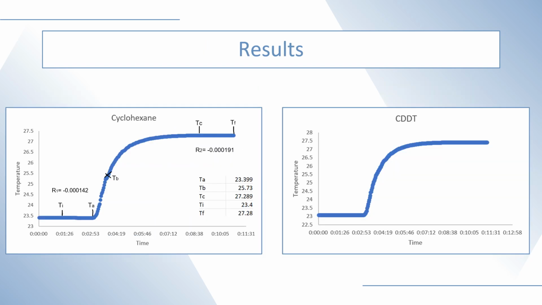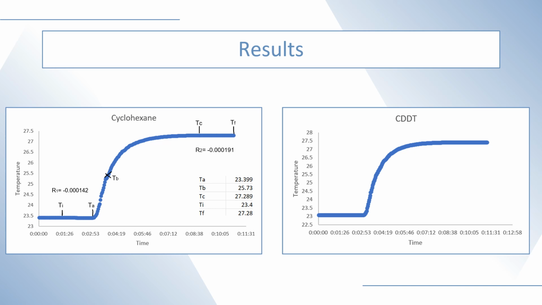So once the experiment is completed, we can look at the results. As you can see, we have the graph for cyclohexane and we have the graph for CDDT, and they look pretty similar. But let's get into what some of the marked values on the graph for cyclohexane mean. So going from left to right, Ti is the time of initial temperature about 1 minute after the stir is turned on. Then Ta is the time that the bomb was detonated.